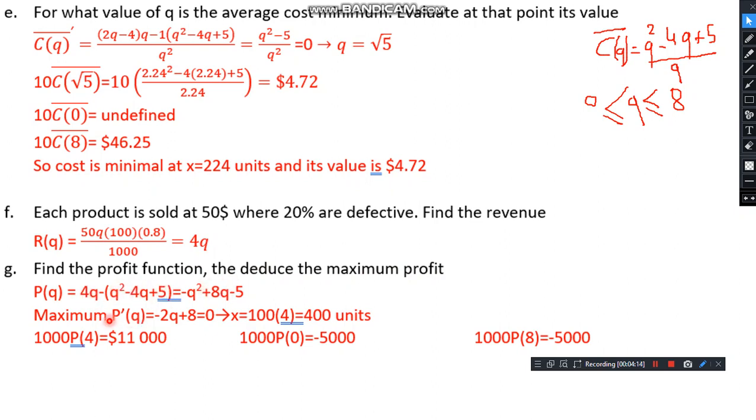You have this one. The maximum: derivative equal to 0. So at 4, we take the boundary. So 1000 P of 4, if you replace it here, is 11,000. Here it's minus 5,000, and you have here the boundary, which is 8. It is minus 5,000, so here it's a loss, here a loss. So the maximum is at X equal to 400 units, and its value is 11,000.